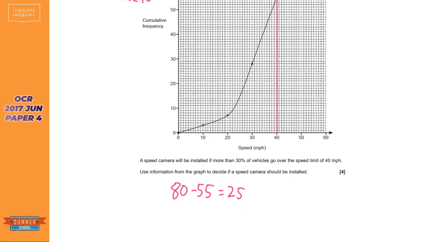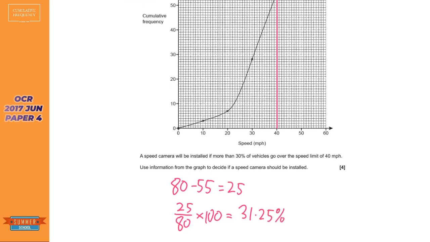So there's two ways of doing this. The first way is to convert that into a percentage. So 25, the amount that's disobeying the speed limit, over the total amount, which is 80, times 100. And that will work out as a percentage. So I'll get my calculator out. 25 divided by 80 times 100. And that gives me 31.25%. And that's an absolutely acceptable answer.